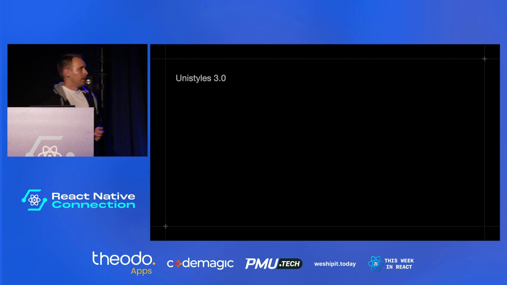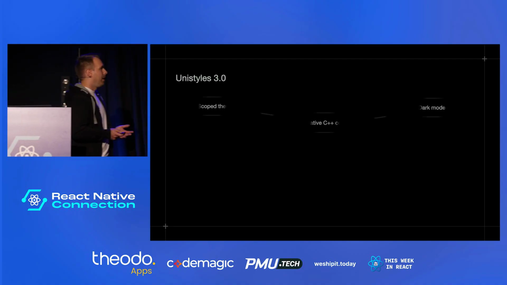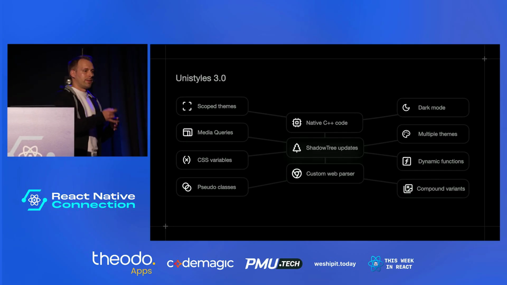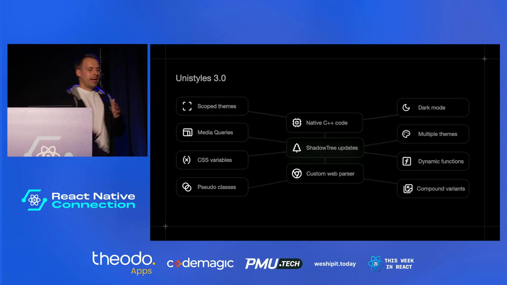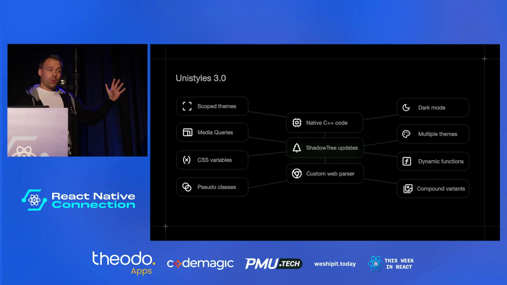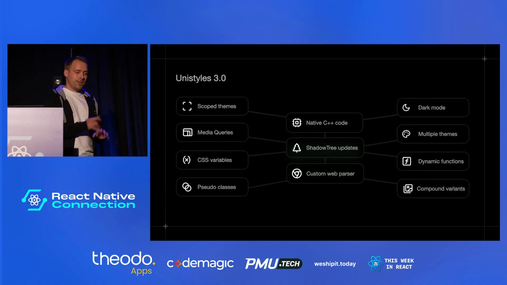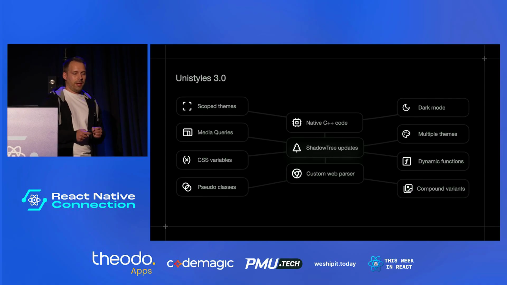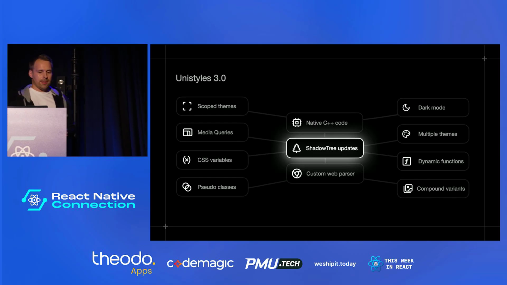Now, today, I won't talk about the Unistyles features because we have a lot of them. One of them is a custom CSS parser, so we put everything into CSS variables. You can use pseudo classes in your style sheets. So there are a lot of features, and I will only focus on one topic, which is shadow tree updates.